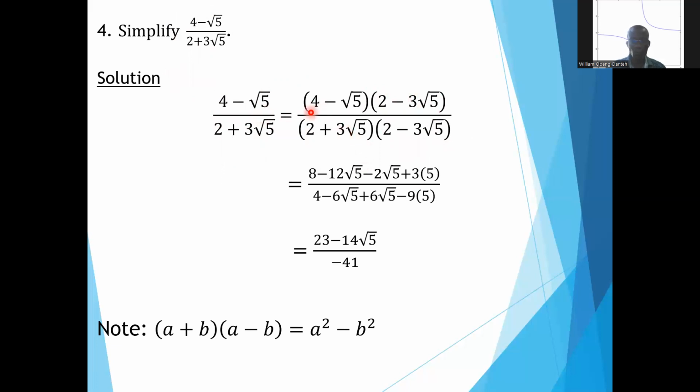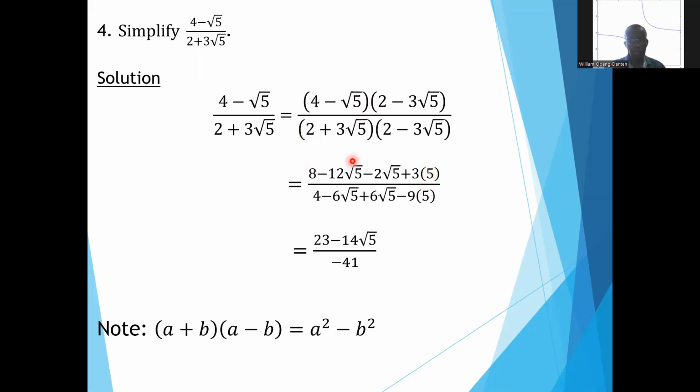Now, we pick this one, and as we did in the previous example, we multiply them in tens. So 4 times 2 gives us 8. 4 times negative 3 root 5 will give us negative 12 root 5. Then negative root 5 times 2 will give us negative 2 root 5. Negative root 5 times negative 3 root 5 will give us 3 times 5, because root 5 times root 5 will give us 5.